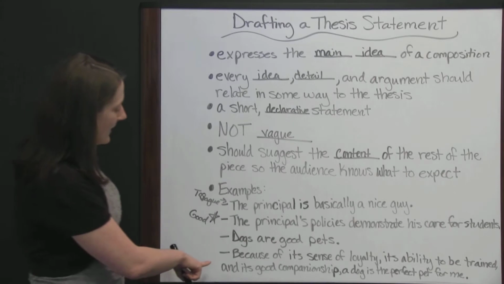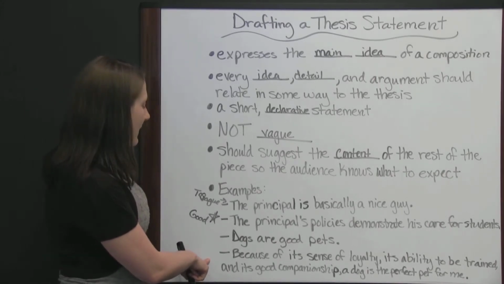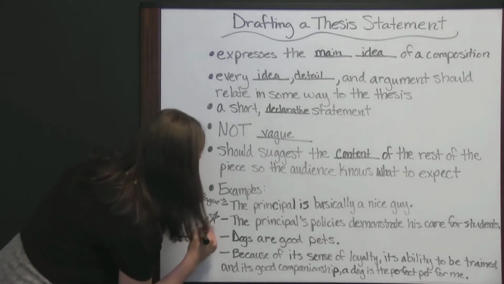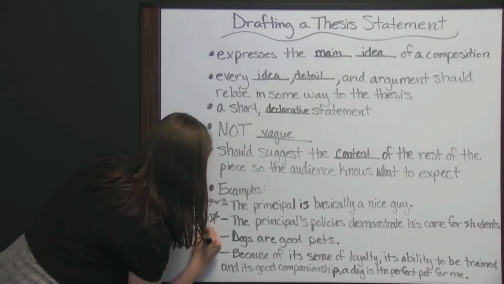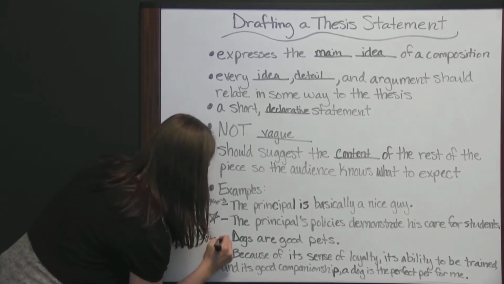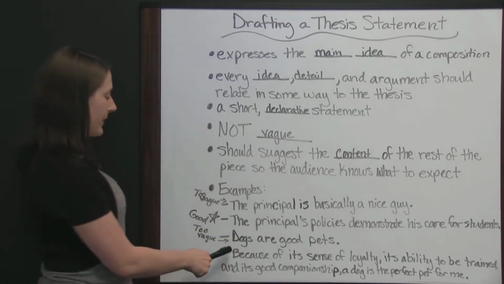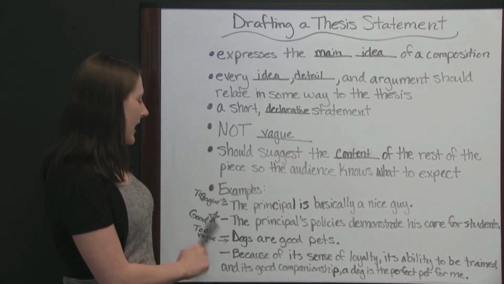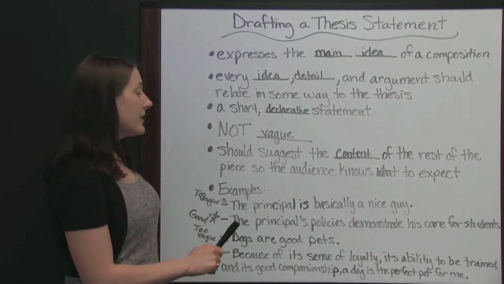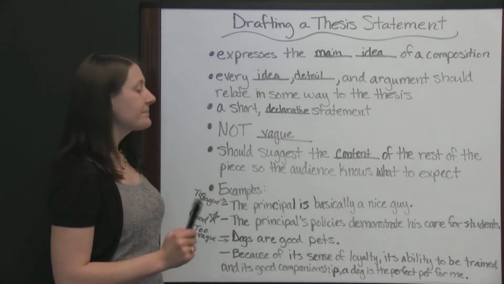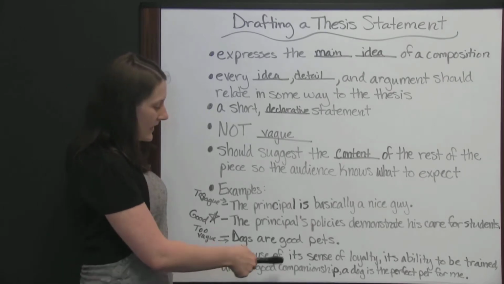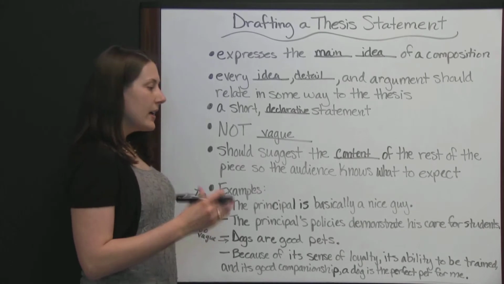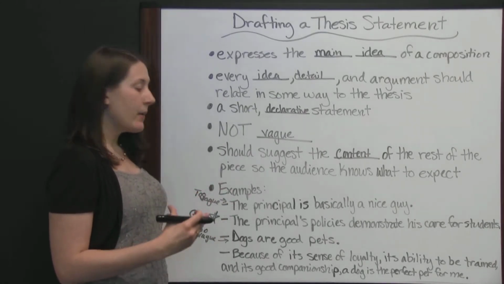So let's look at this as if this is an effective thesis statement example. Changing dogs are good pets, which is still too vague, to something more effective. Because of its sense of loyalty, its ability to be trained, and its good companionship, a dog is the perfect pet for me. Now, this thesis does actually tell you what your main subtopics are probably going to be.